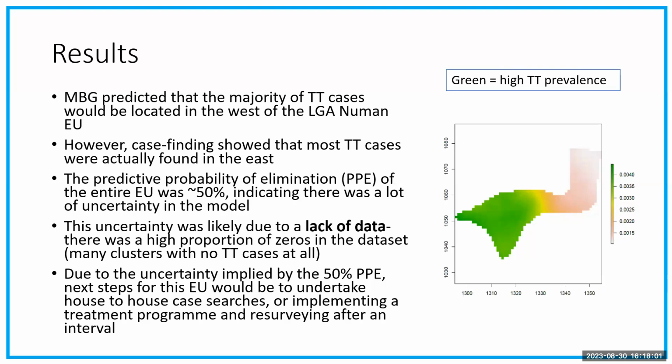As previously stated, the predictive probability of elimination, the PPE, of the entire EU was around 50%, indicating there was a lot of uncertainty in the model. This uncertainty was likely due to a lack of data. There was a high proportion of zeros in the dataset, meaning there were many clusters with no TT cases at all. Due to the uncertainty implied by the 50% PPE, next steps for this EU would be house-to-house case searches or implementing a treatment programme and resurveying after an interval.